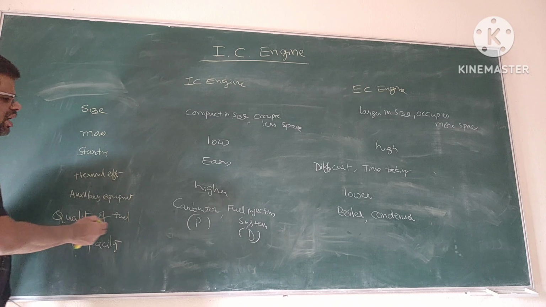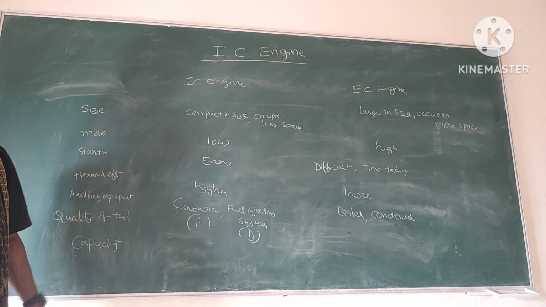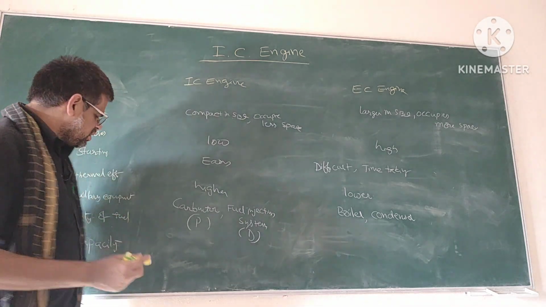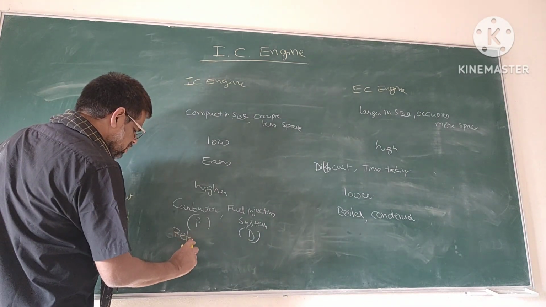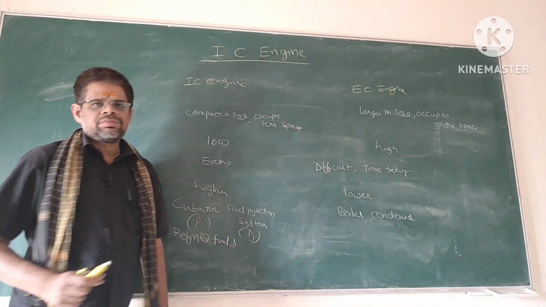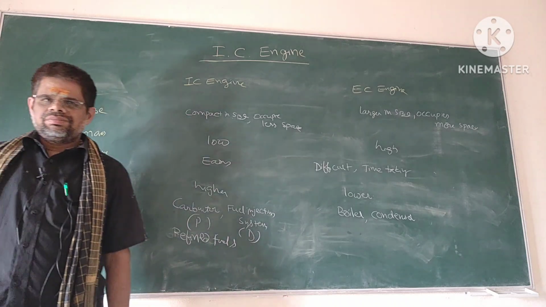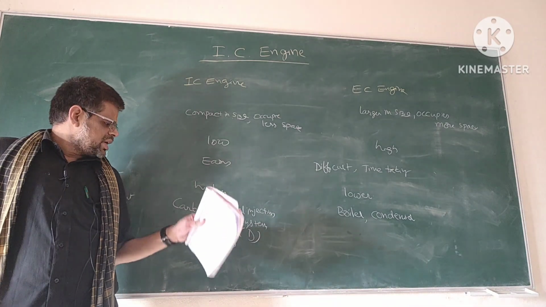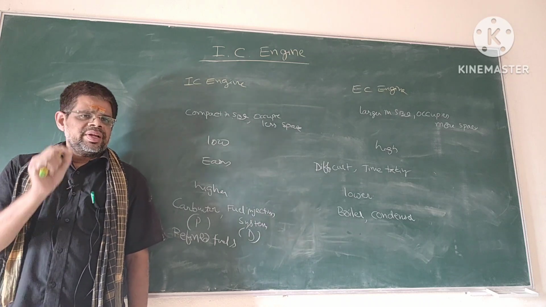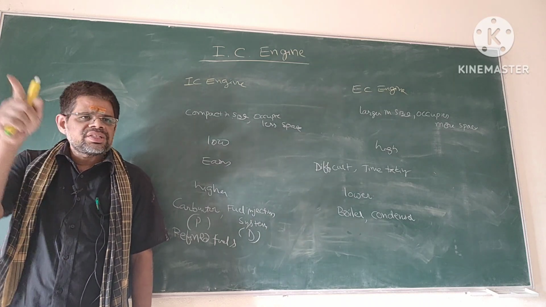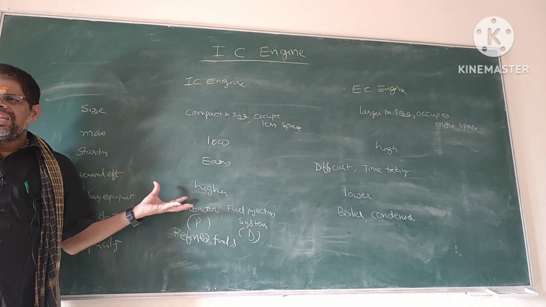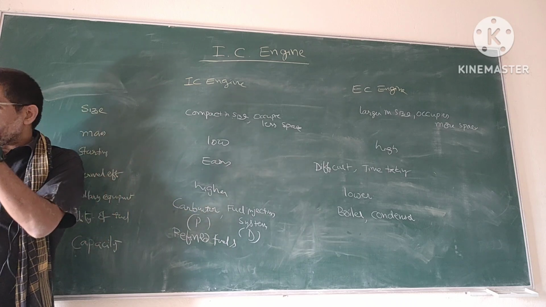And the next one is the quality of the fuel. For the IC engine, you need good quality of fuel. That means you need refined fuels. You cannot use cheap quality fuels, because both the carburetor and the fuel injection system consist of very small apertures, small holes through which the fuel has to travel. If the fuel is cheap, it may have certain impurities which will block the small holes.